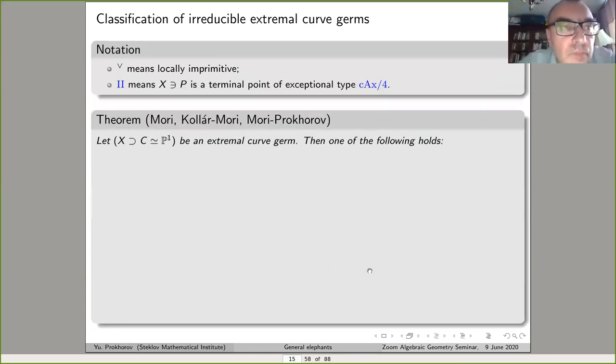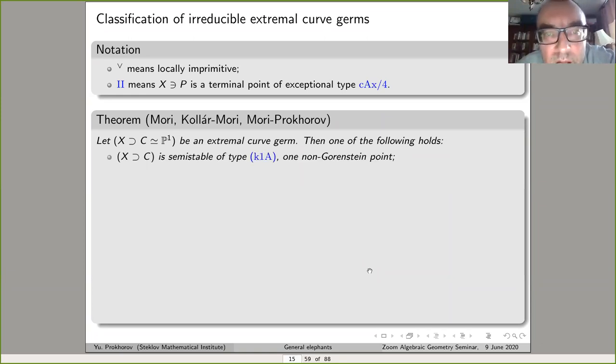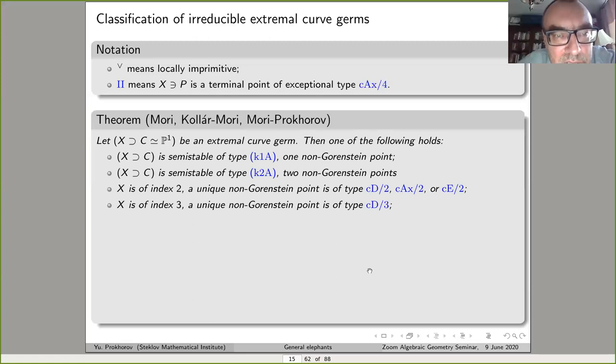Okay, and in the paper of Kollár and Mori, 1992, they got the classification of extremal curve germs, rational extremal curve germs, with reducible central fiber. It looks like this. But later we generalized it to the Q-conic bundle case. So it looks like this. We either have semi-stable, two semi-stable. The next one, the index two cases, which we had discussed before.